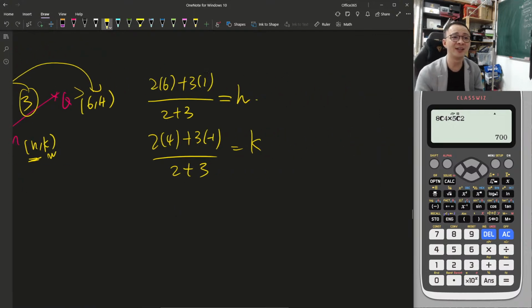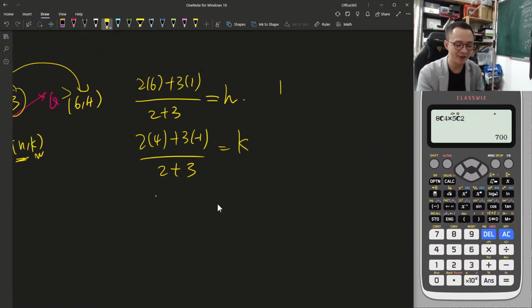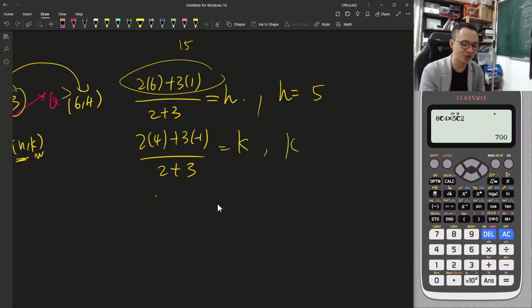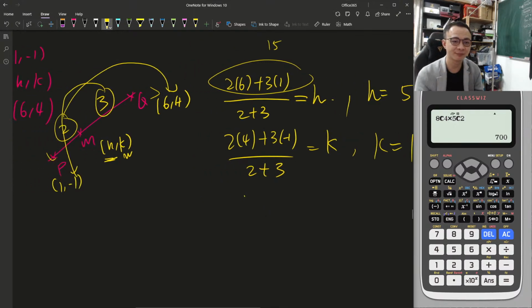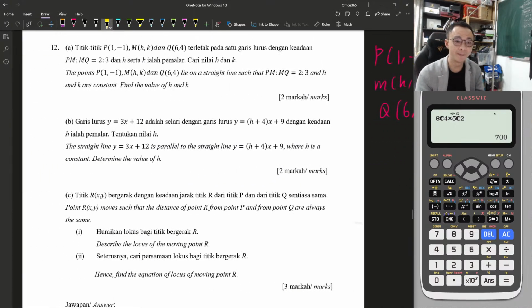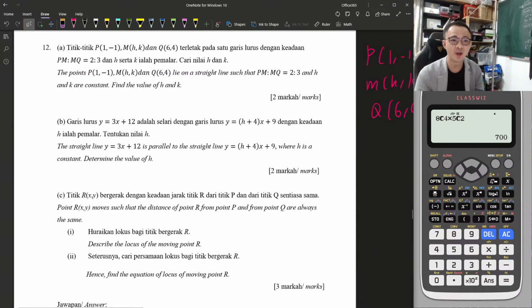Alright, so this is how we find h and k. h will equal 15 divided by 3, which is 5. For k, 8 minus 3 is 5, divided by 5, which is 1. Okay, done. Then we get h and k. Quite easy. So yeah, I hope.